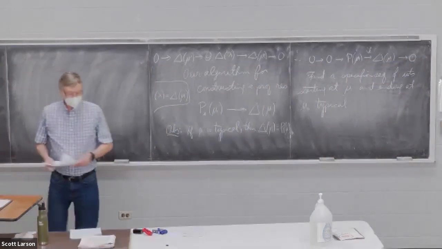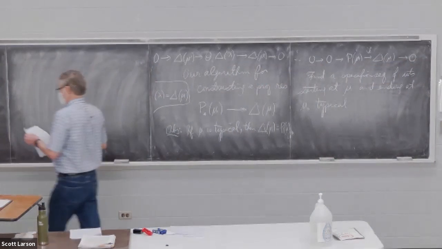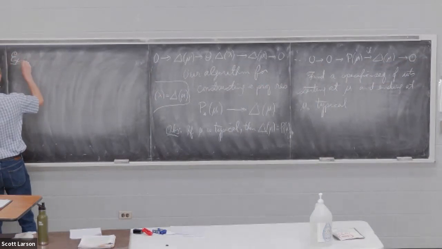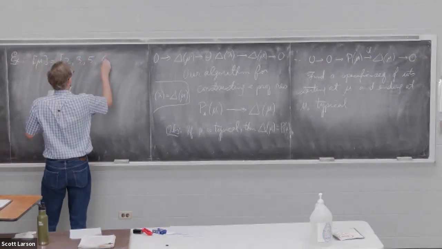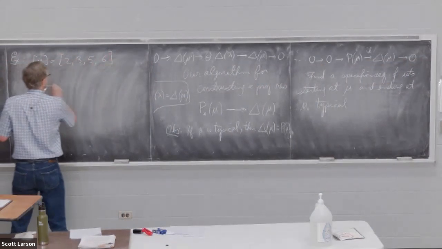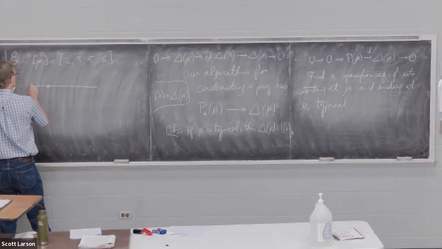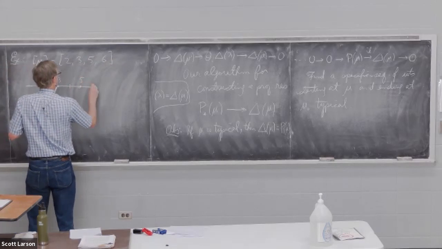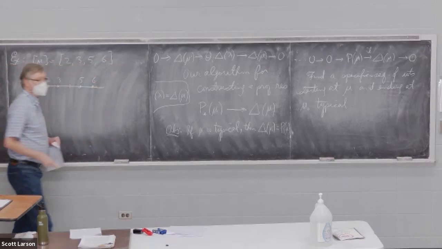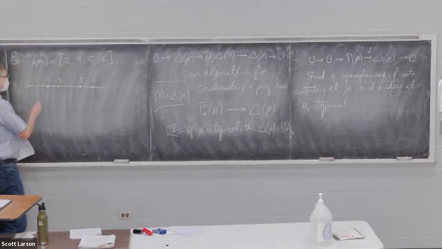So let me just show you an example of how this works. Let's take mu to be 2, 3, 5, 6. The procedure is to, starting at the dots at the left, move dots to the left, one step at a time, until there's no dots adjacent to each other anymore, which is what typical means, right?